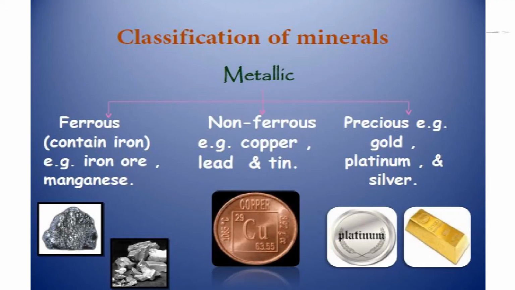Classification of minerals. Let's begin with metallic. Under metallic are ferrous that contain iron, example iron ore, manganese, and the next is non-ferrous, for example copper, lead and tin, and the last one is precious, that is gold, platinum and silver.